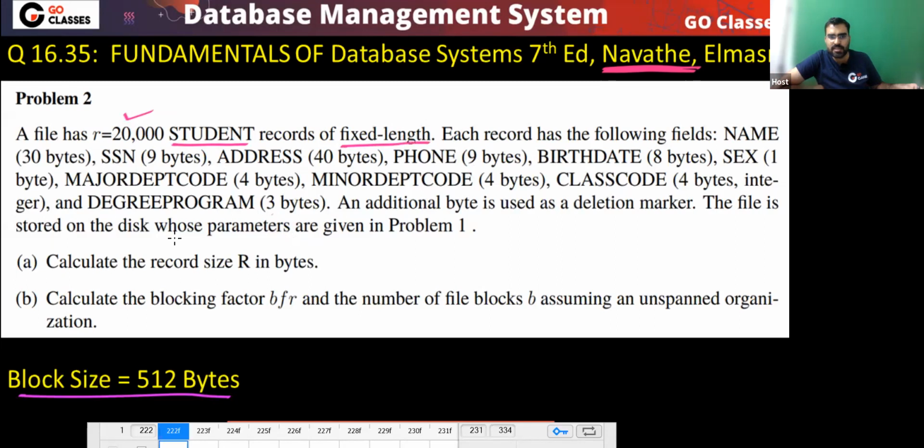All the records have fixed length. The question is saying that every record has these fields. Name, SSN, address, phone number, birth date, sex, major department code, minor department code, class code, and degree program. So total how many fields are there? Total 9 fields, 9 attributes. You can check it out. Every record has these 9 fields, and every record has fixed length.